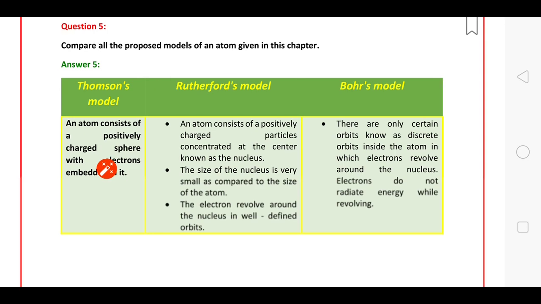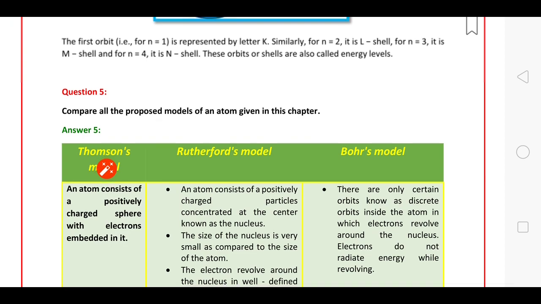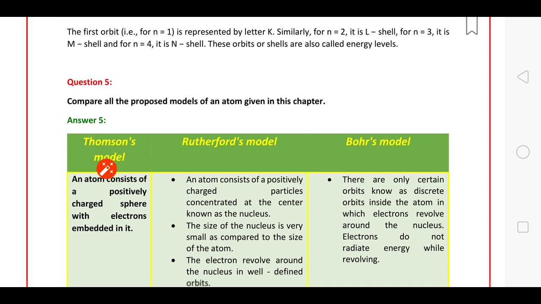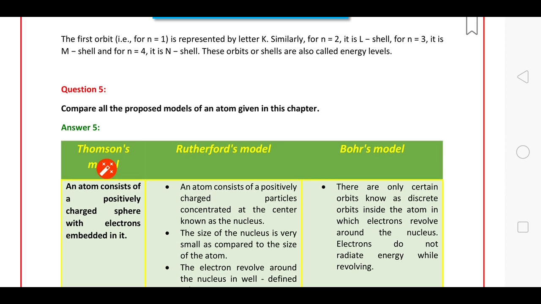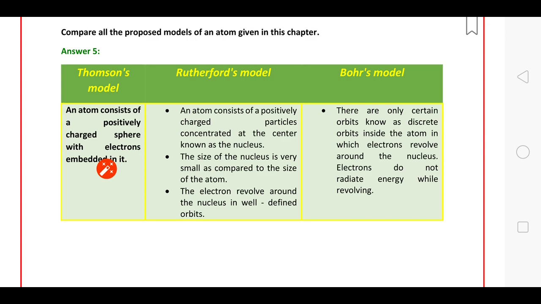Next question is, compare all the proposed models of an atom given in this chapter. So in this chapter there are 3 models given. First, Thomson's model. According to Thomson's model, an atom consists of a positively charged sphere with electrons embedded in it. According to Rutherford's model, an atom consists of positively charged particles concentrated at the center, known as the nucleus. The size of the nucleus is very small as compared to the size of the atom.